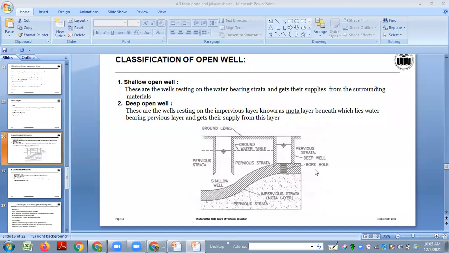So this is the cross section you can see. This is the ground level, and this is the groundwater table. Below this, the shallow well is there at the left side. At the right side you can find the deep well. Its depth is very much more as compared to the shallow well. So these are the types of open wells you can find generally.